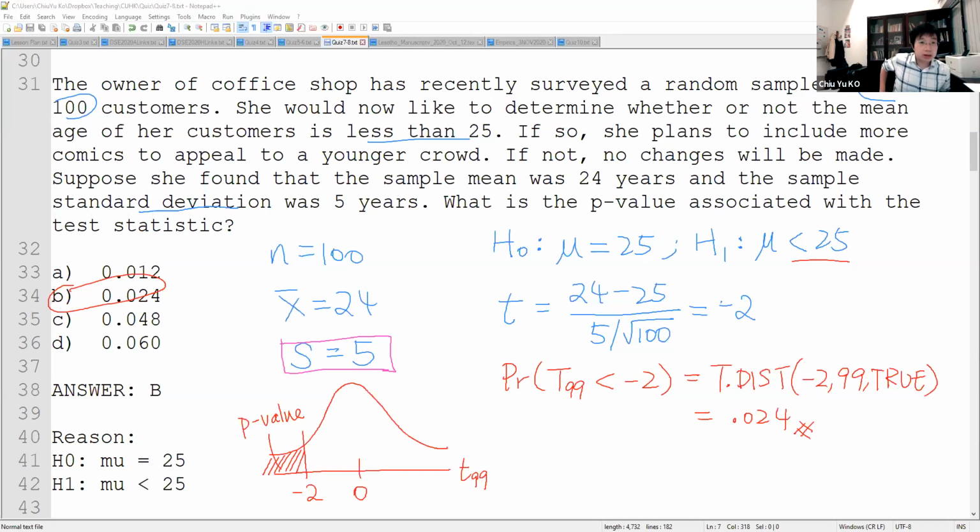Any further question? The standard deviation is the sample one, not the population one. If it is the population, then you use normal. Is that clear?